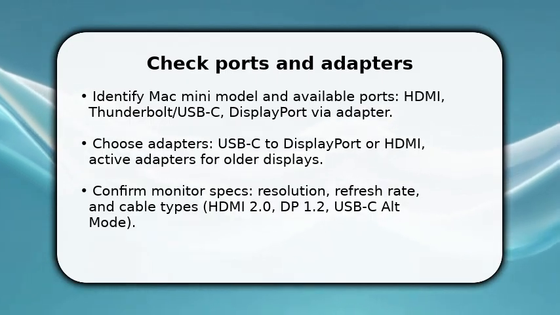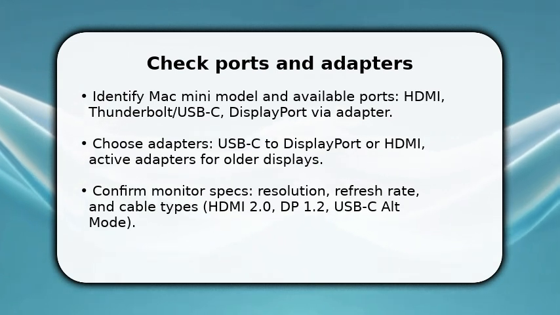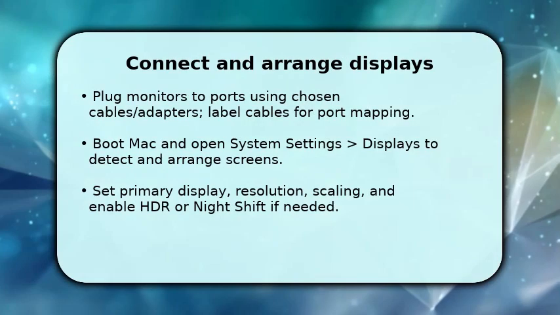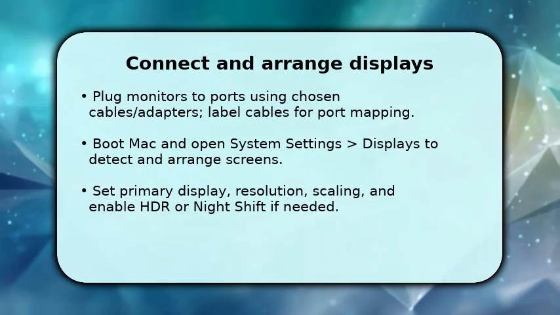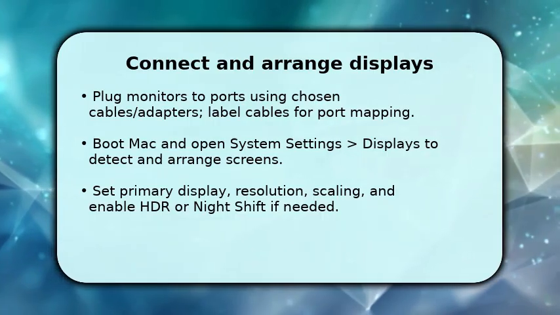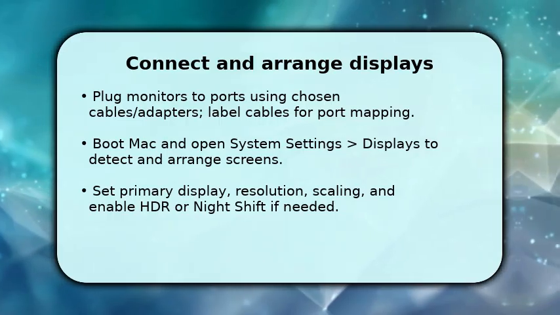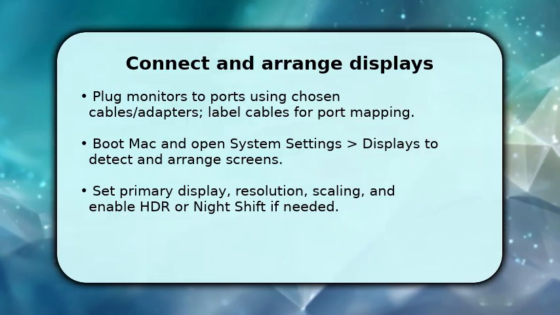Finally, power on the Mac Mini and monitors, so the system can detect connected screens as you proceed to connect them. You now connect each monitor to its assigned port, labeling cables so you remember which is which. Once connected, boot to macOS and open System Settings, then Displays. Click Detect Displays if one doesn't appear.